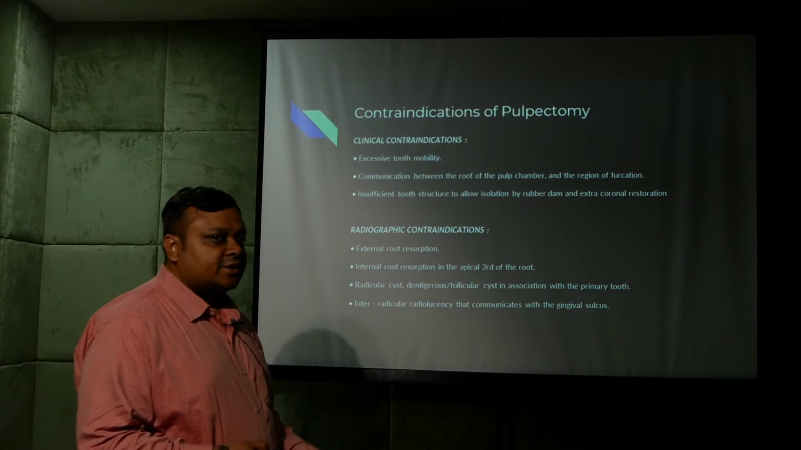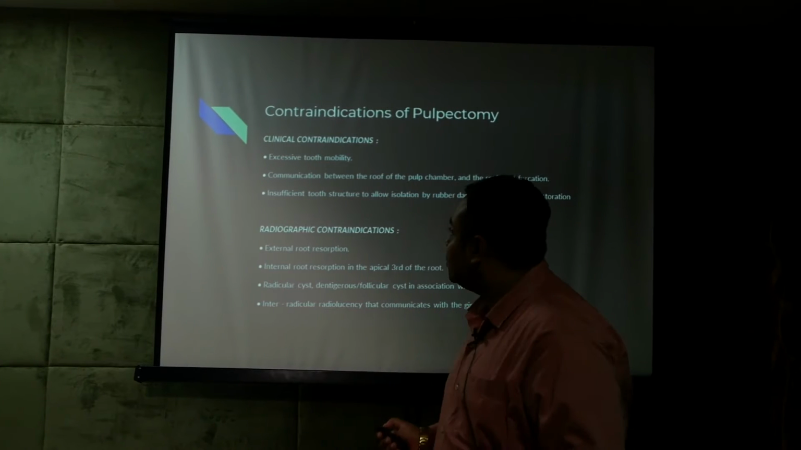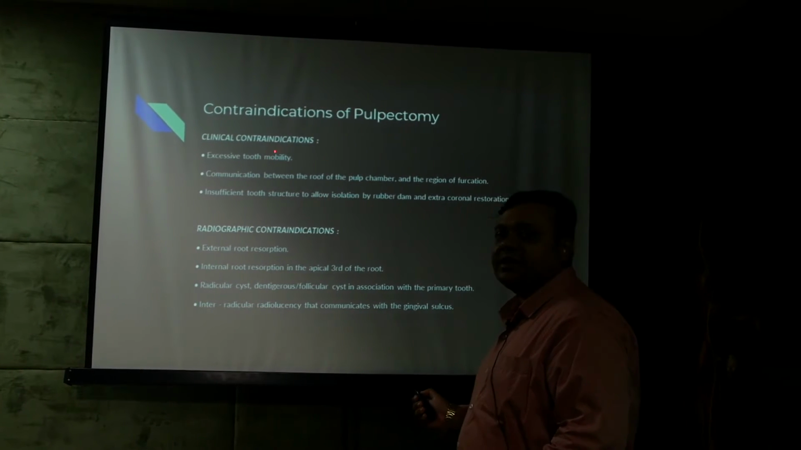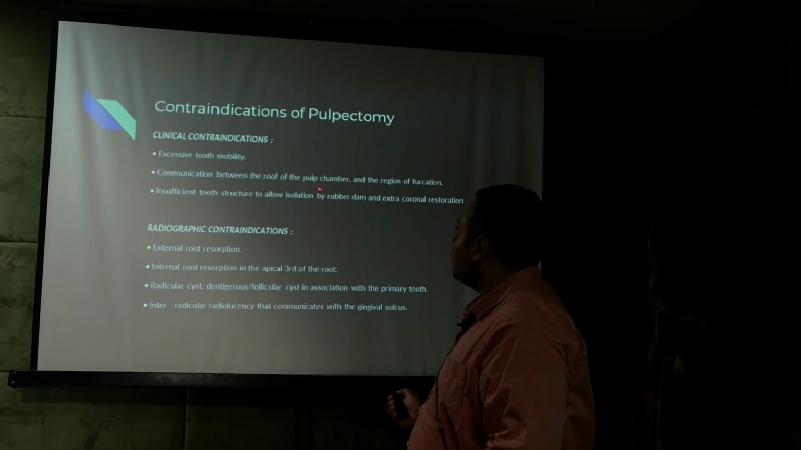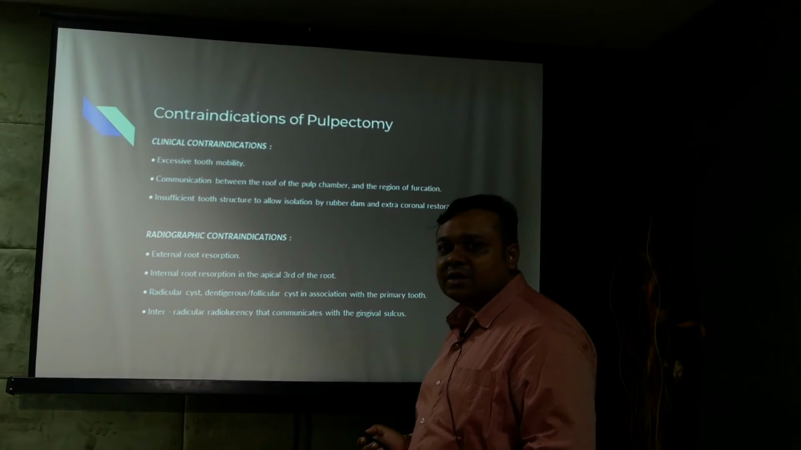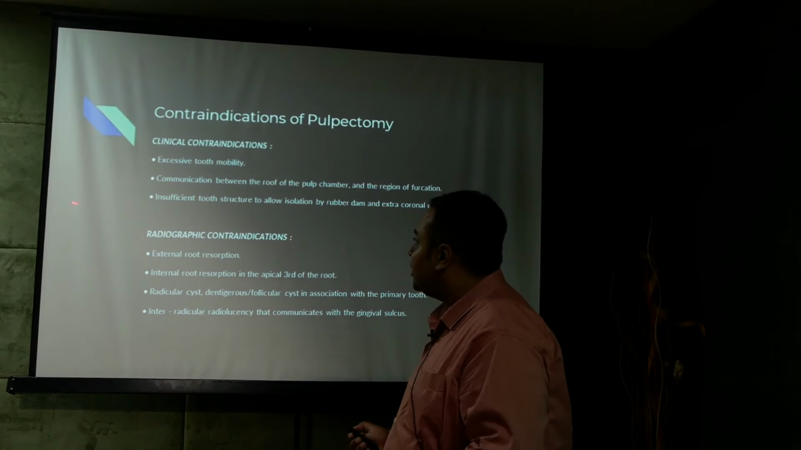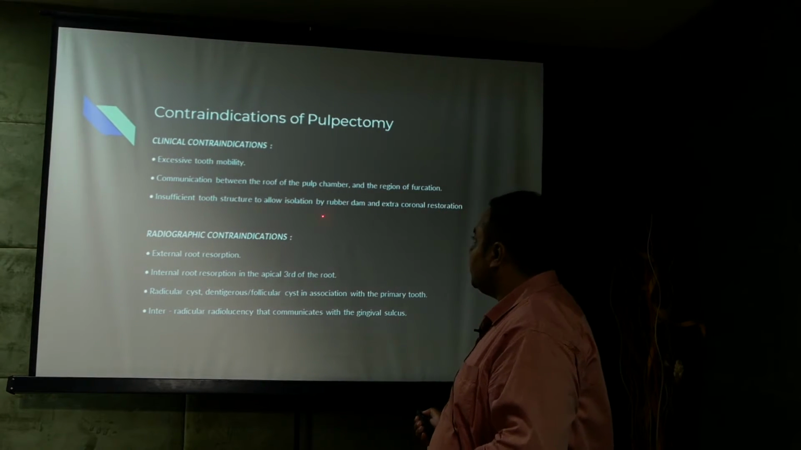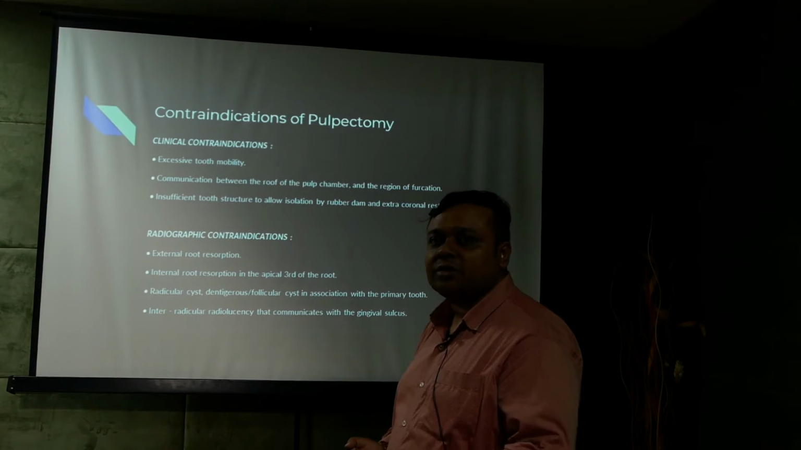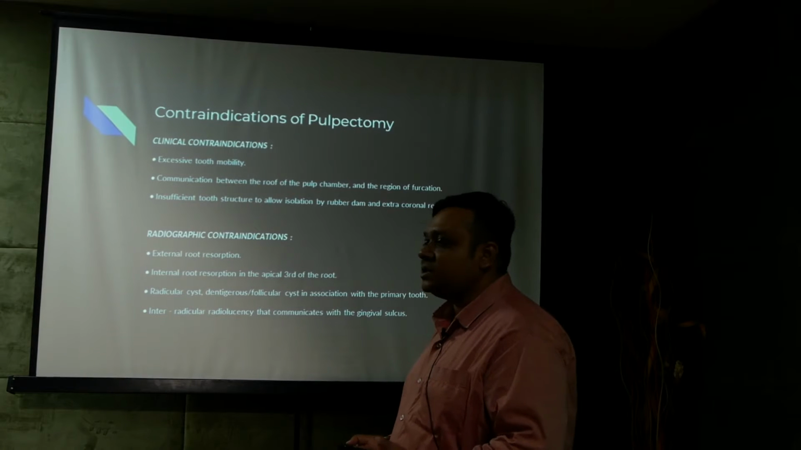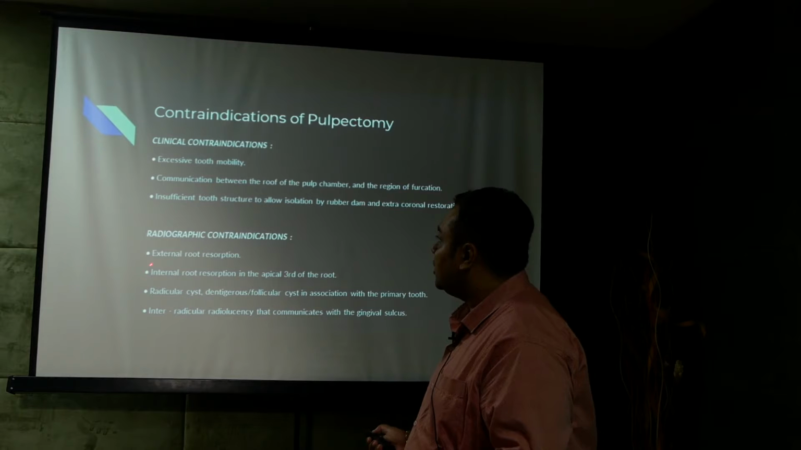As there are indications, we can understand that there are contraindications as well. Clinical contraindications are: excessive tooth mobility; communication between the floor of the chamber and the furcation area, that is, there is no tooth structure present and the furcation is perforated; insufficient tooth structure to allow isolation of the tooth or coronal restoration build up at the end, that is, a tooth which cannot be restored should not be taken for pulpectomy.